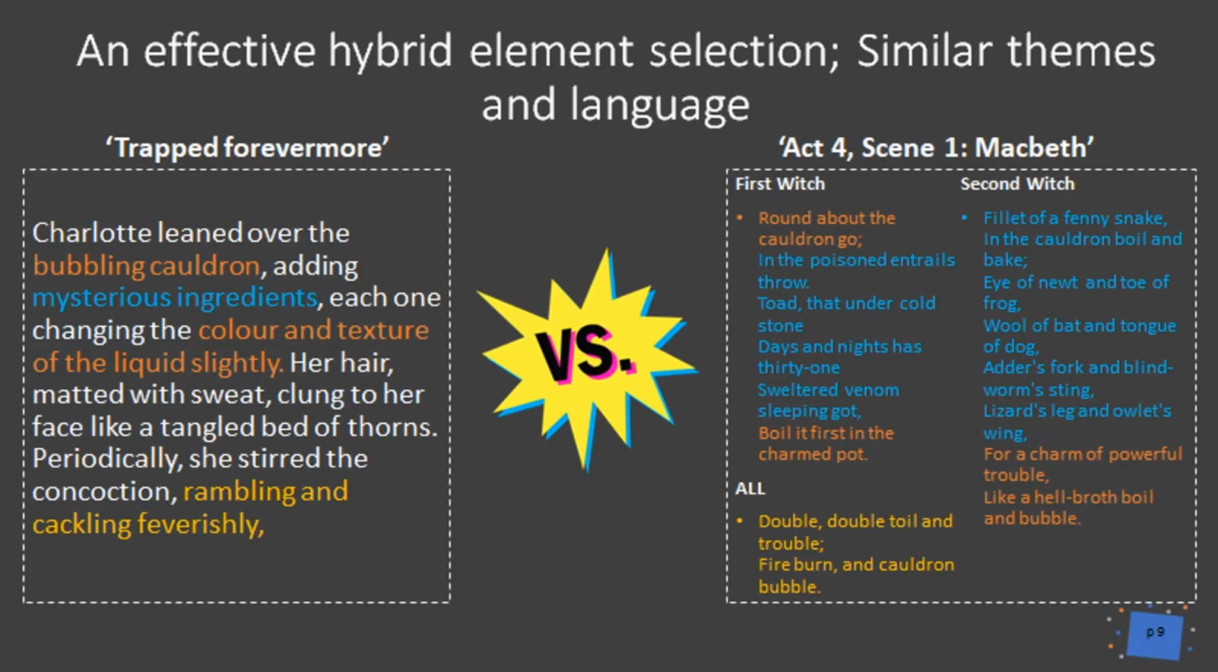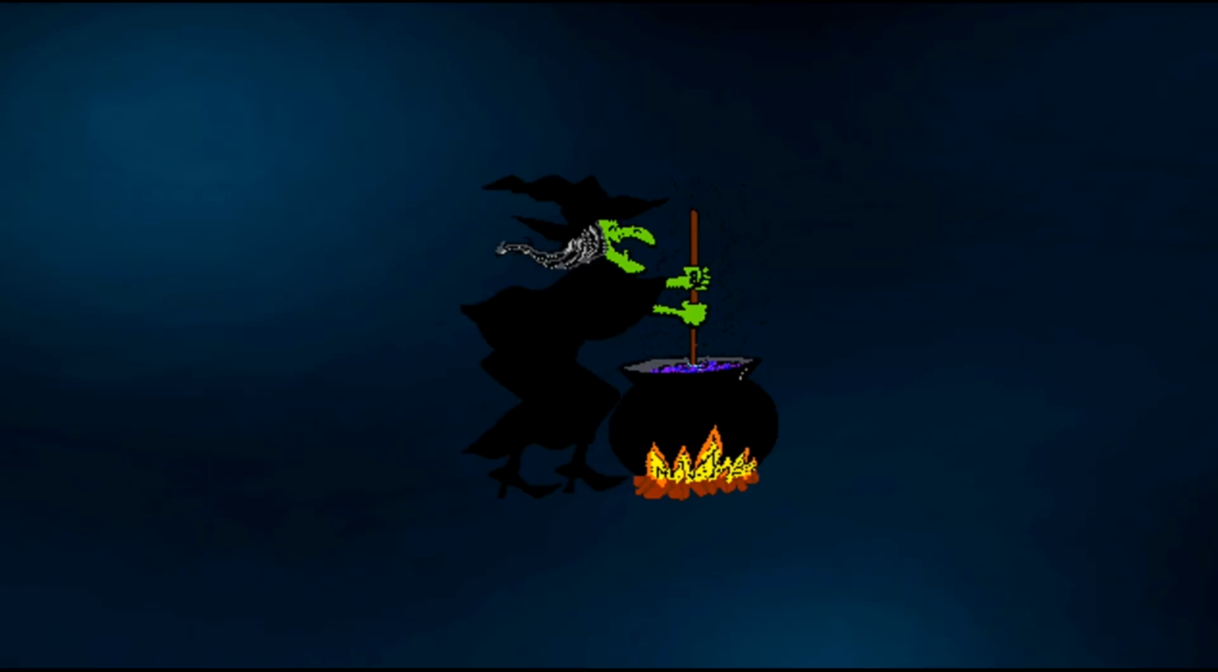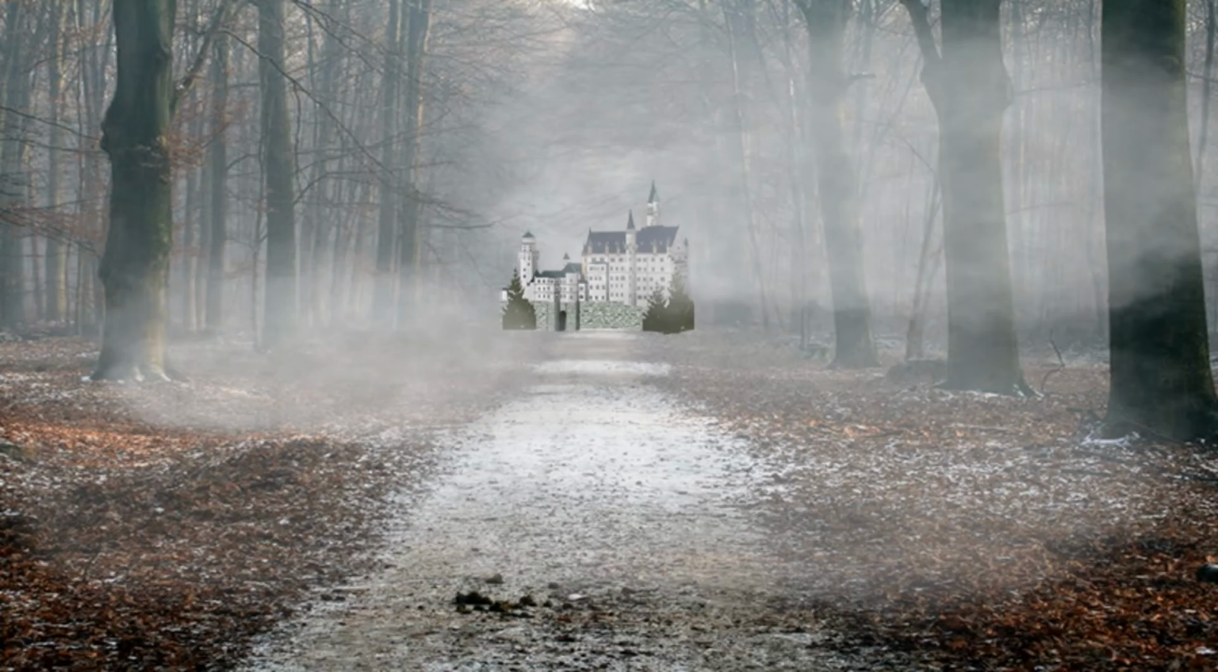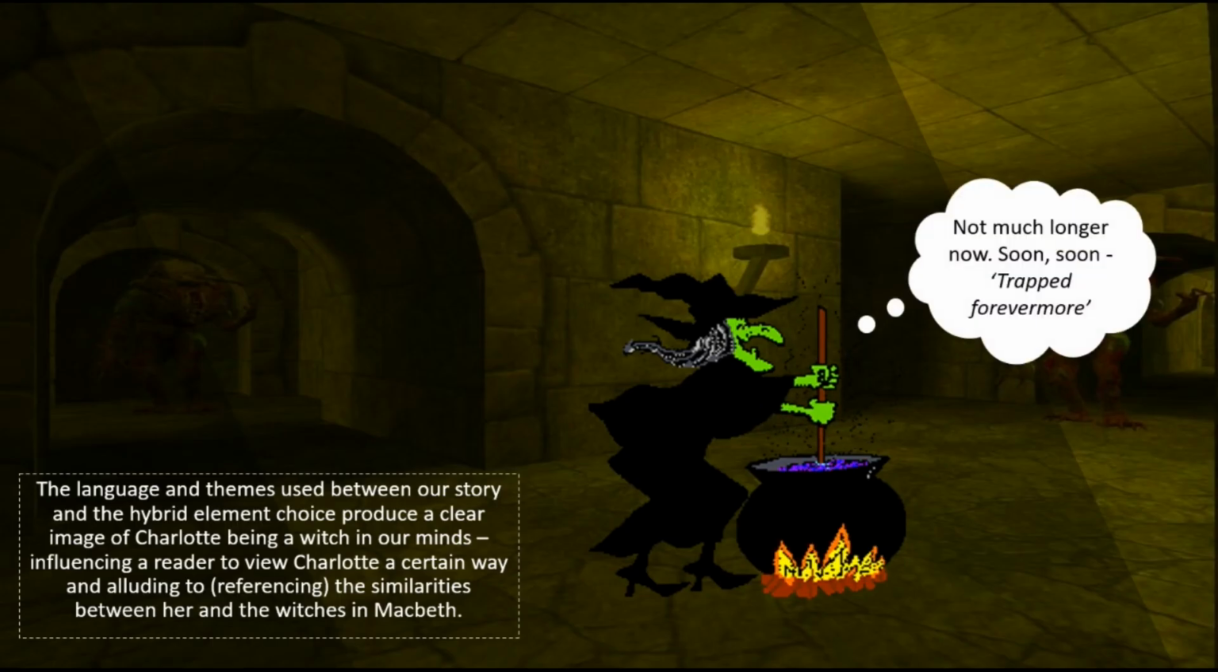But what image does this create in your mind? You might get a sense about the scene itself, or an idea of the character and what she looks like. With similar language and themes, both in the story and the hybrid element choice, a clear image of Charlotte being like a witch is produced in our minds. And we can envision her in a haunted castle in a forest, or in a dark, scary dungeon, even though it is never said that she is a witch or in any such setting.